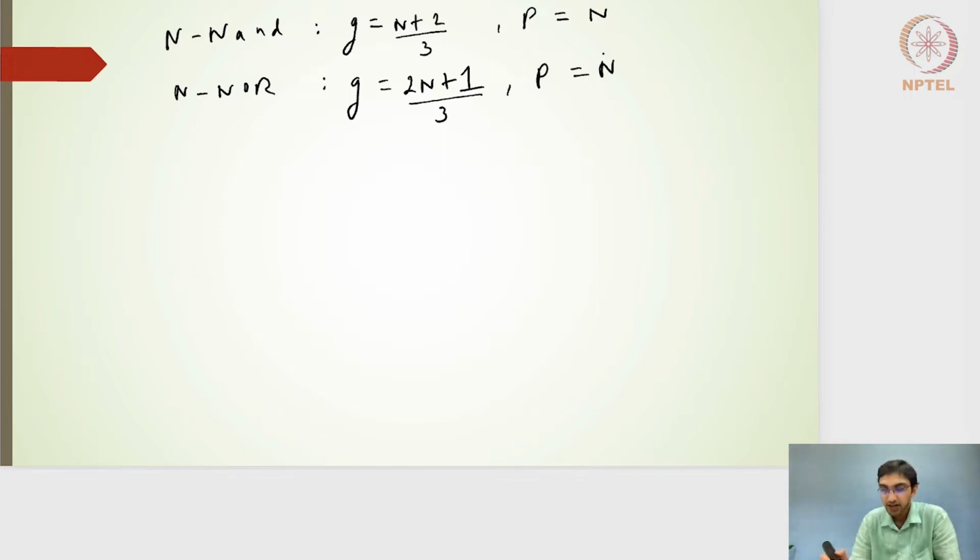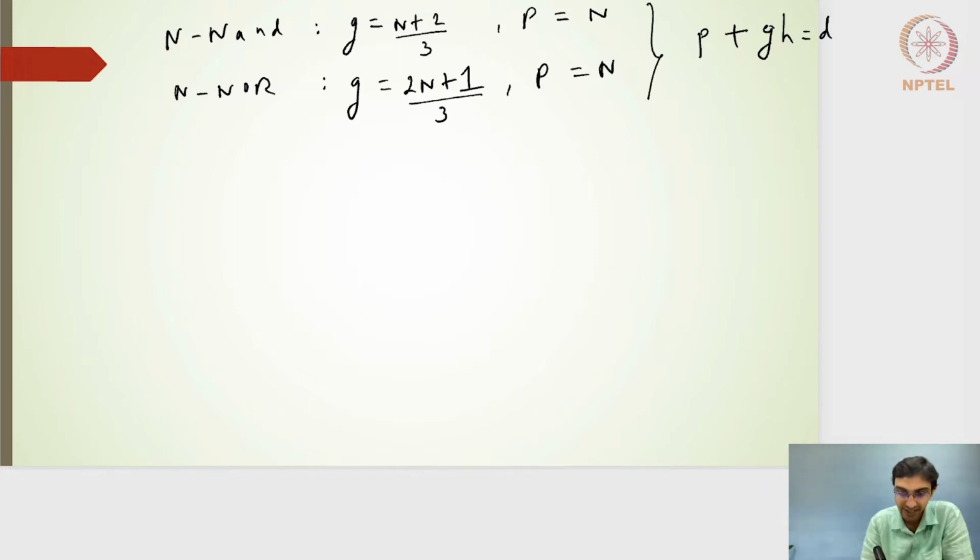Right. Let's try to validate these results. Validate in the sense of the linear delay model, which we use to estimate the delay. p plus gh is the normalized delay. The absolute delay will be nothing but p plus gh, the whole multiplied by 3RC. So let's take a quick example here.